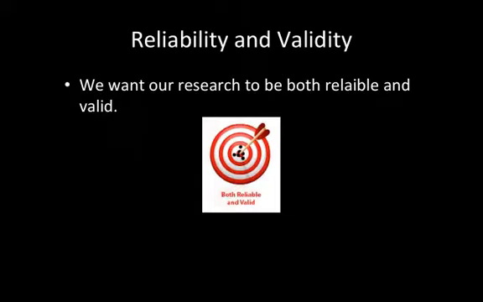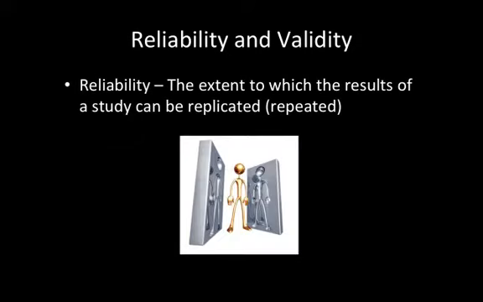Okay, reliability and validity. We want our research to be both reliable and valid. Reliability is the extent to which the results of a study can be replicated. In other words, repeated. You want to be able to get the same results within a margin of error that's reasonable time and time again.